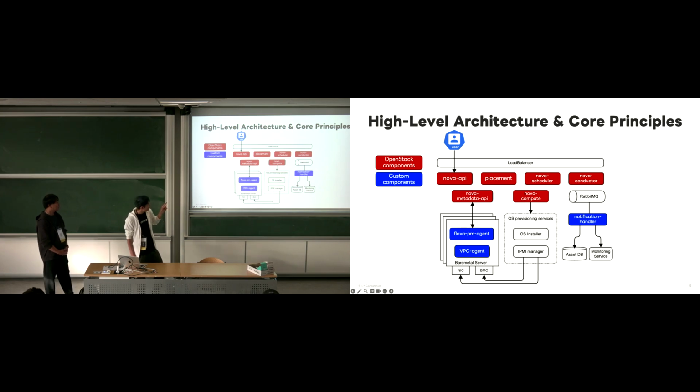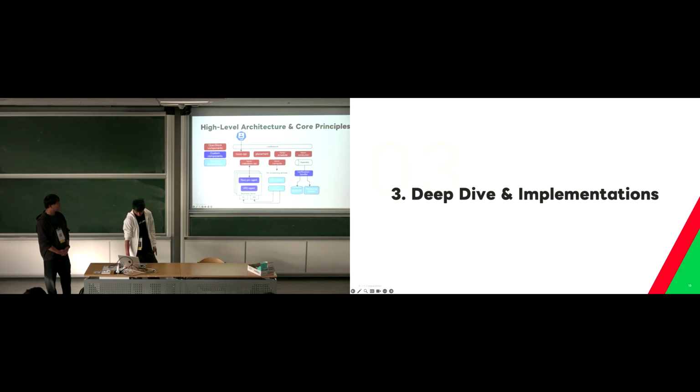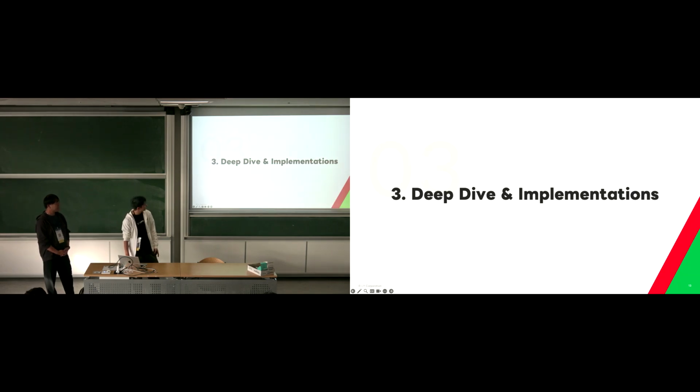And the VPC agent: on the Baremetal server side, there are two important agents, the Flava PM agent and the VPC agent. But since today's presentation is only 30 minutes, let me focus on the VPC agent today. And these are the in-house existing components. So, let's dive into the implementation part.